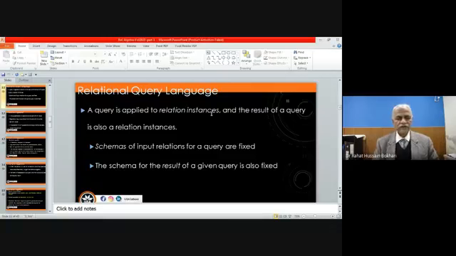The input given to the operators that we are going to study in relational algebra is a relation, and the output will also be a relation. Furthermore, the schemas of the input relations for the query are fixed, and the schema for the result of the query is also fixed. Whenever you make a query and manipulate the data within a relation, you know its schema, which is fixed for that table. The result is also in the form of a table, and its schema is also fixed. Schema means the structure of the table.